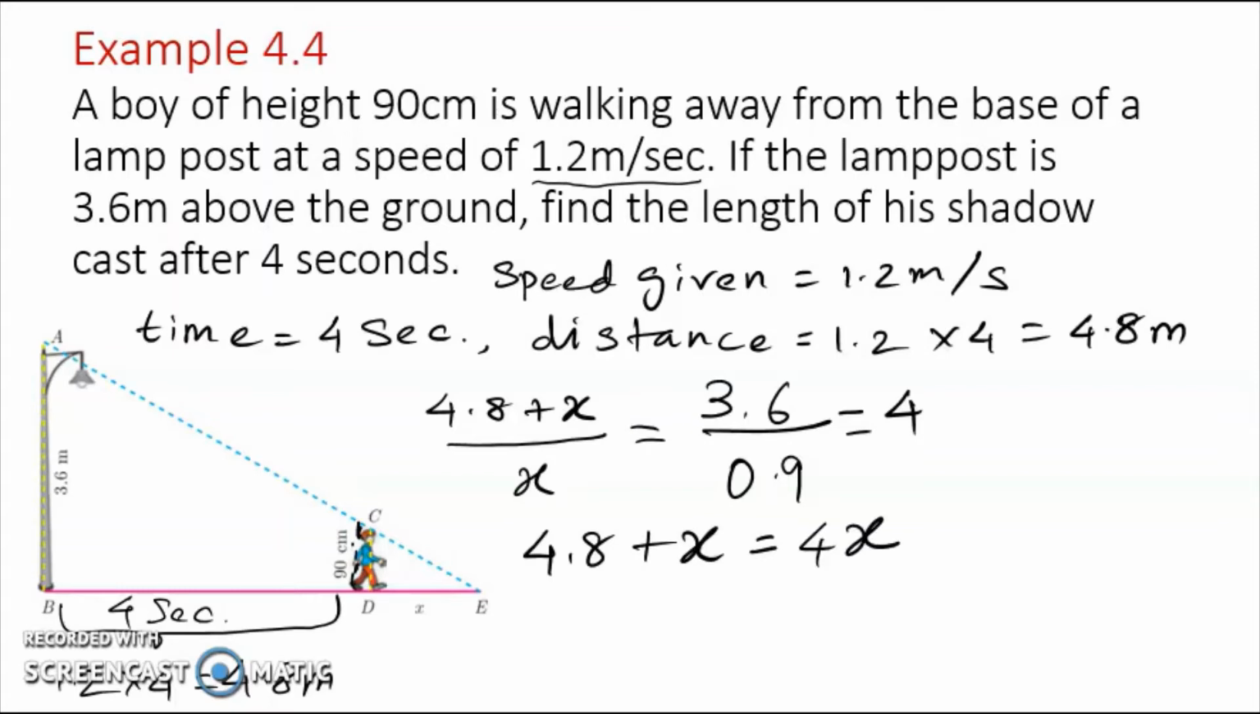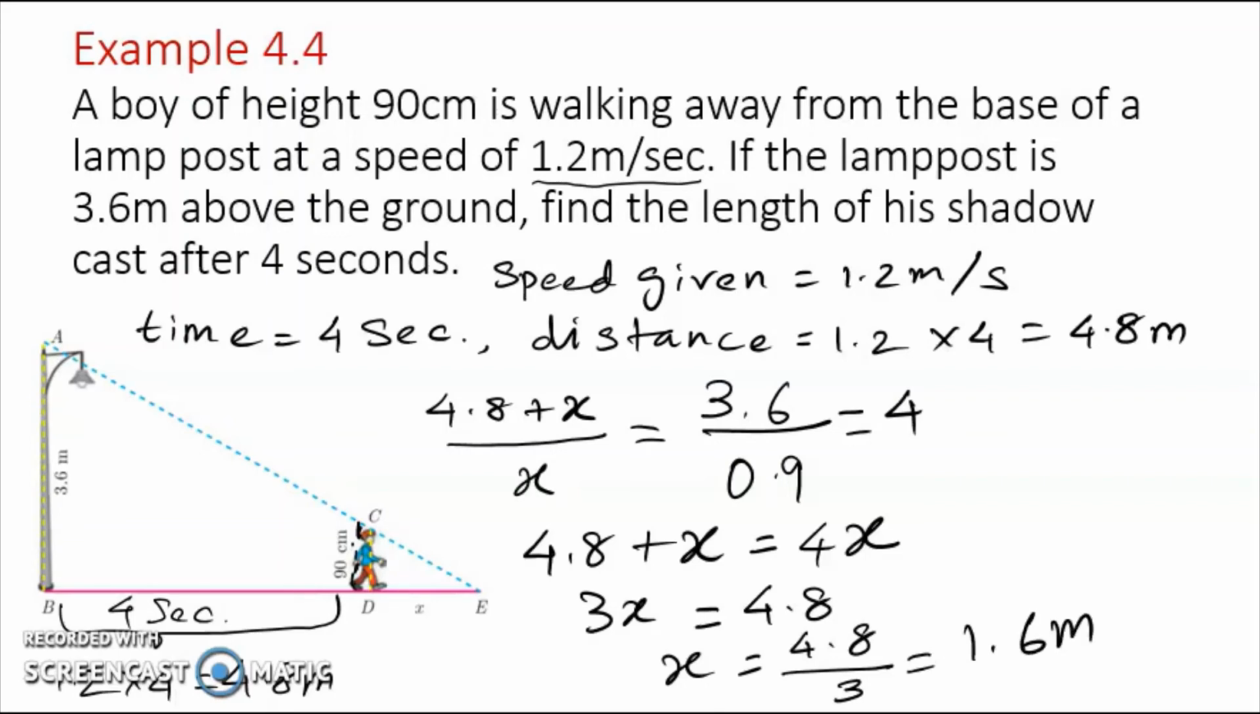So 4.8 plus x is equal to 4x. So our 3x will be equal to 4.8. So x is equal to 4.8 divided by 3, and that is 1.6 meters. So that's our answer. So 1.6 meters is the length of his shadow.